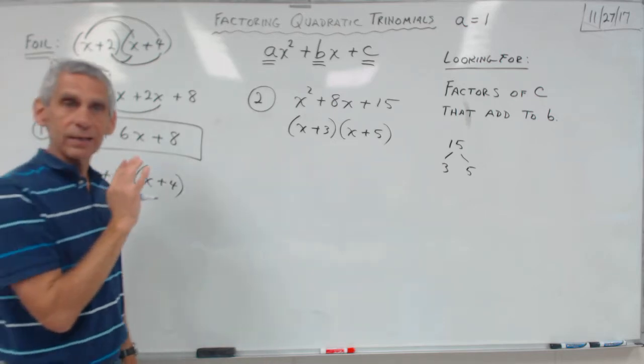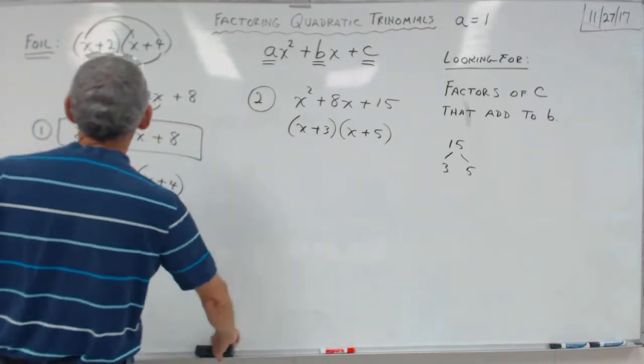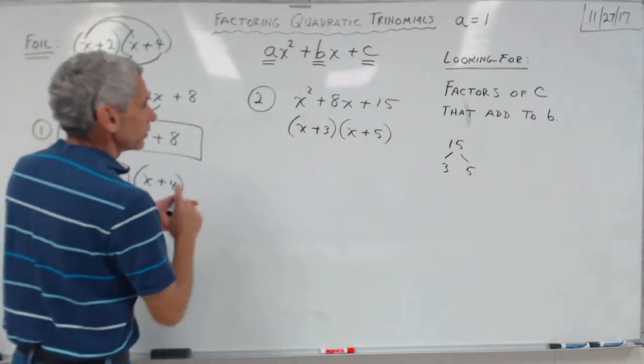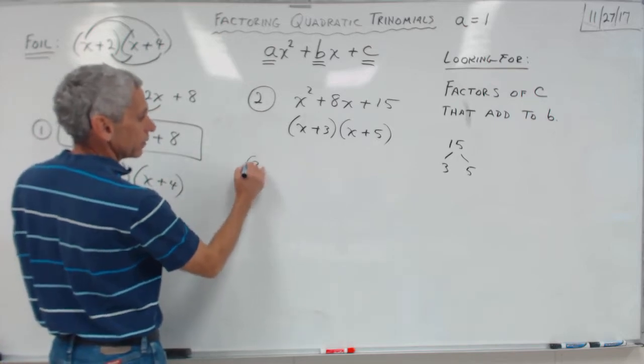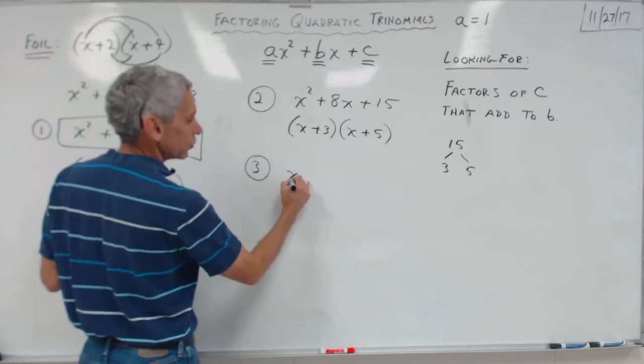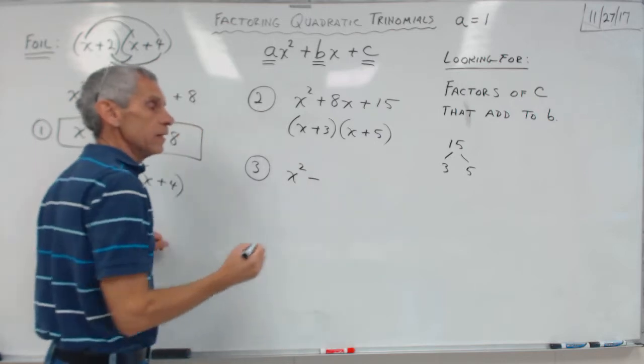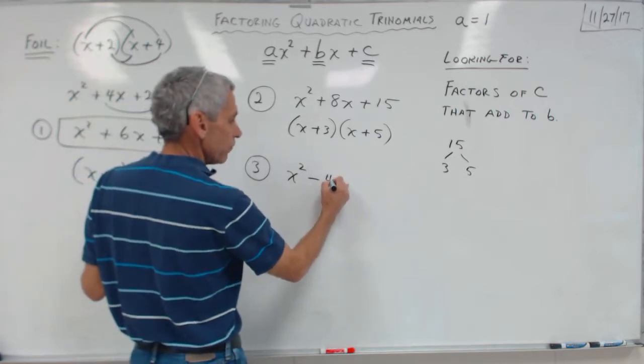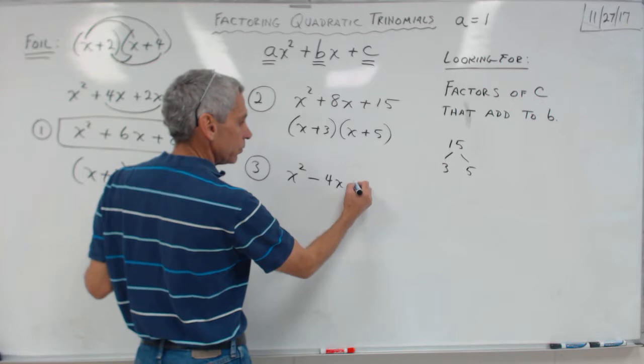All right, now we're going to make it slightly harder. I'll do it right here. What if I gave you this? x squared minus 4x plus 4.